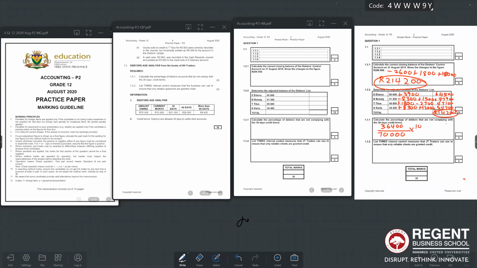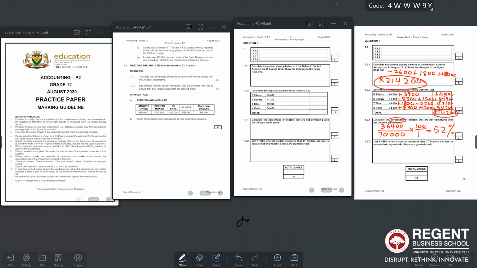So 70,000 times 100 over 1. Because the question is saying what? Percentage. So I need to work out the percentage. And when I work that out, 36,400 over 70,000 times 100 over 1, I end up with an answer of 52%. So 52% of debtors are not complying with the credit terms of our company.